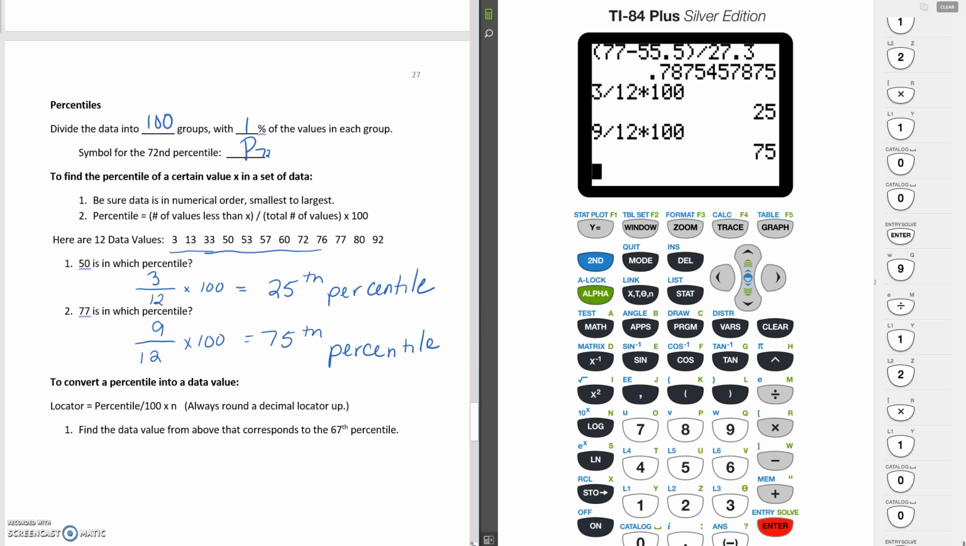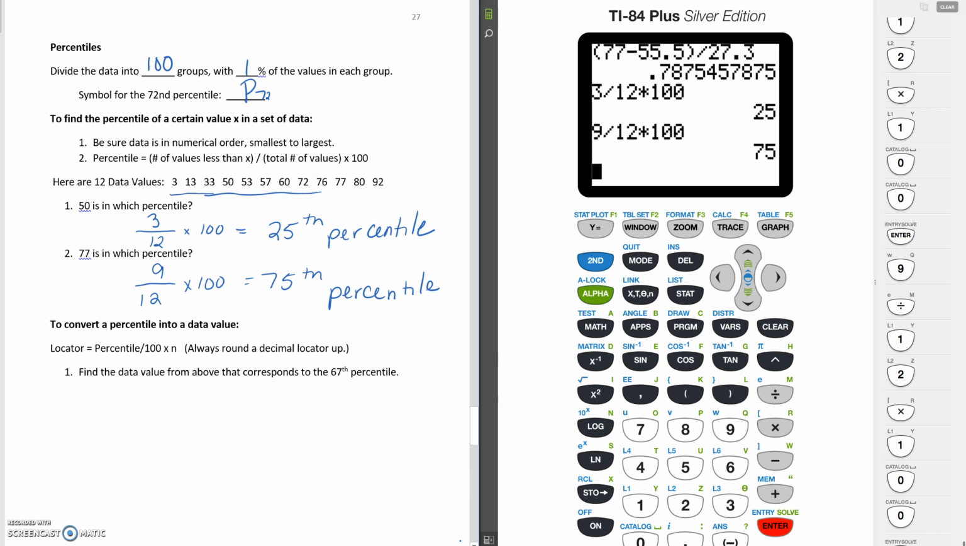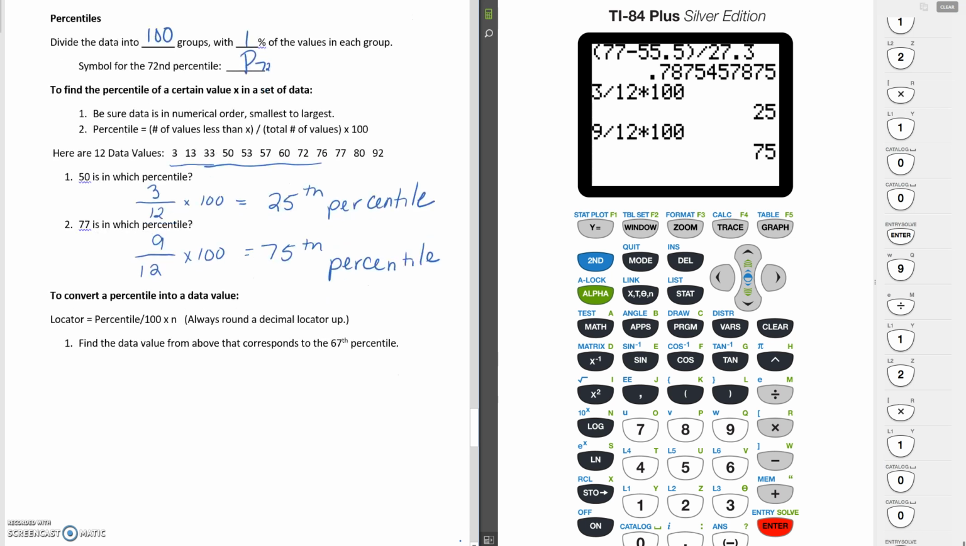Now, if you want to know in your data set what would be the cutoff for a certain percentile, we use what's called a locator value. So the locator: you take the percentile you're trying to find, divide that by 100, and multiply it by the number of values in your data set. And then you always round up. So this says find the data value from above that corresponds to the 67th percentile.